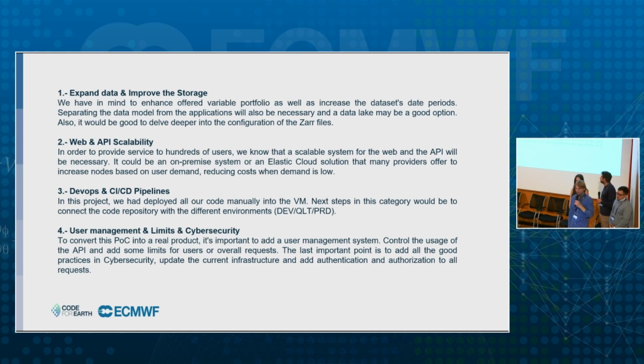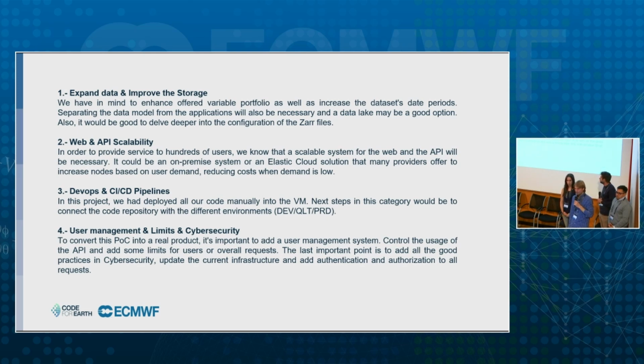The second point, the web and API scalability. We know that if we offer this data to hundreds of thousands of users, with one API, it will be impossible. So we will start thinking about putting this technology in an elastic cloud solution. There are many providers that offer on-demand services, so that if you have an increased demand, you can put in new virtual machines, or if demand is zero, only have one. So it will have an impact on the cost of the solution.